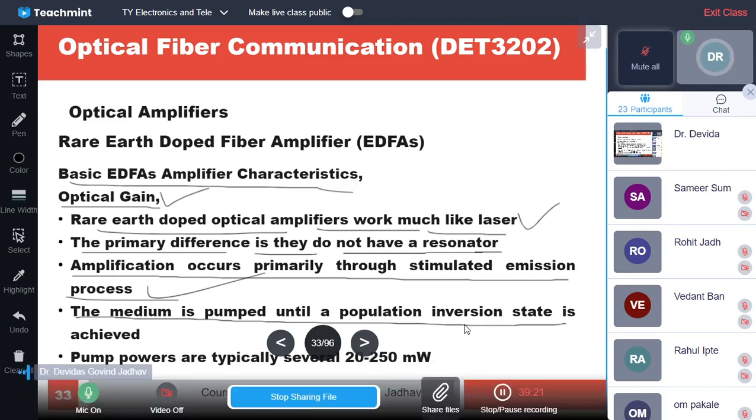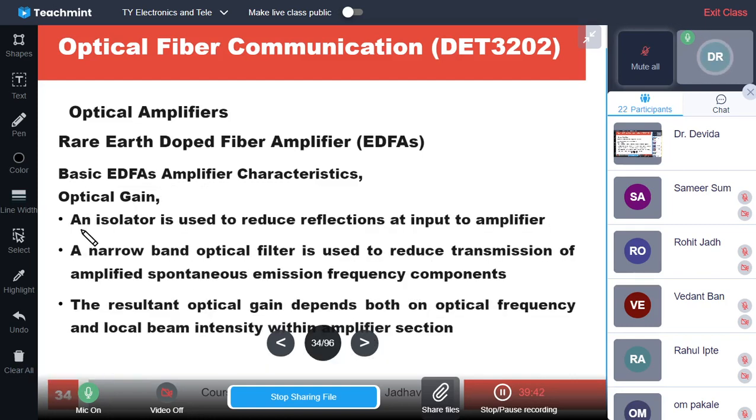Basically the medium is pumped until the population inversion state is achieved, and pump powers are typically 20 to 250 milliwatts. So quite high power is used, and it is coupled through the isolator. So this is the optical gain of the EDFA, and the isolator is used to reduce the reflections at the input to the amplifier. So input reflections are reduced by the isolator. The isolator isolates the input signal from the amplifier.